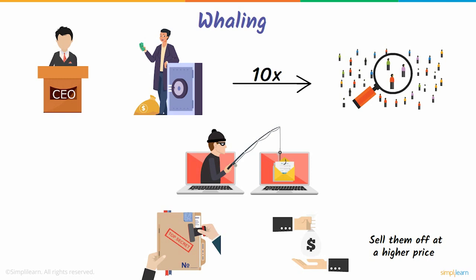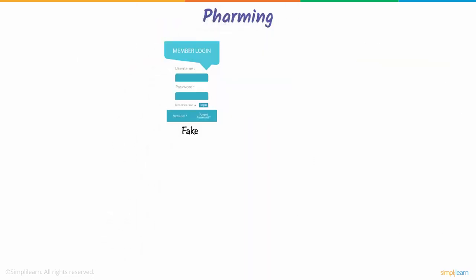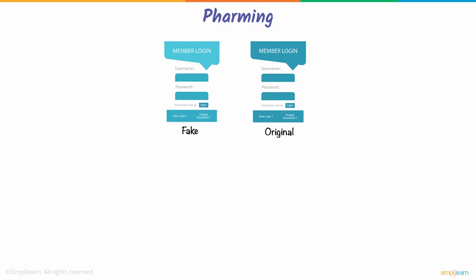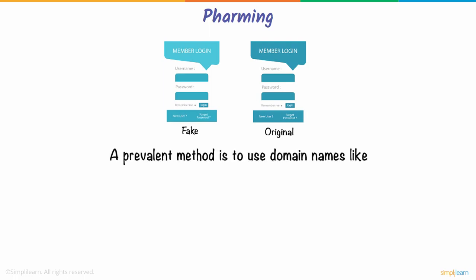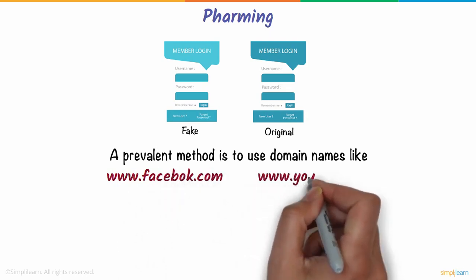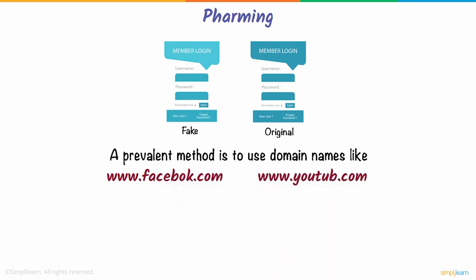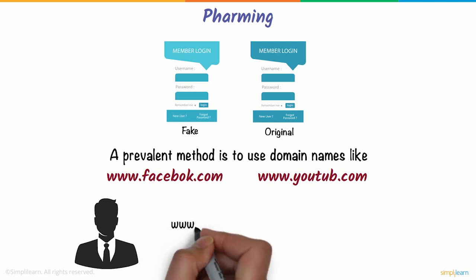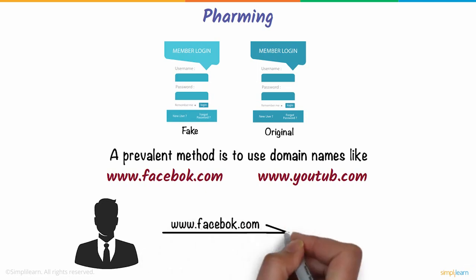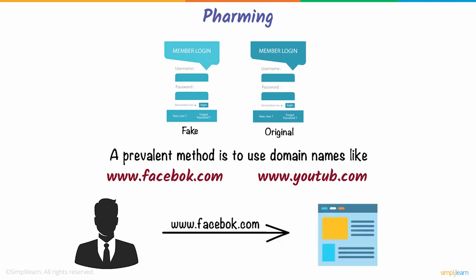Apart from just emails, pharming focuses on fake websites that resemble their original counterparts as much as possible. A prevalent method is to use domain names like Facebook with a single O or YouTube with no E. These are mistakes that people make when typing the full URL in the browser, leading them straight to a counterfeit web page, which can fool them into submitting private data.